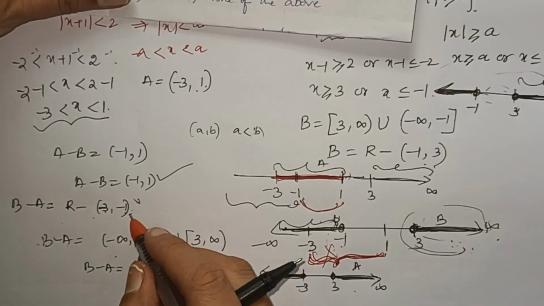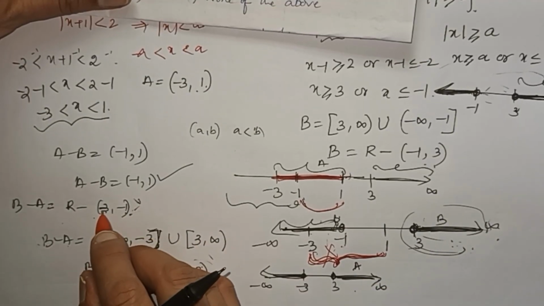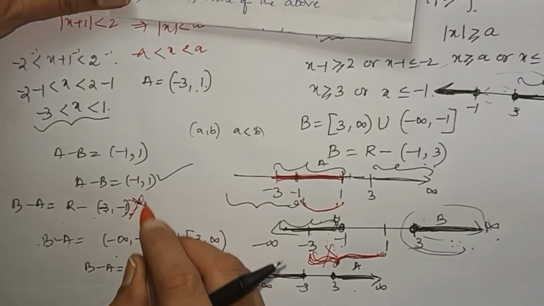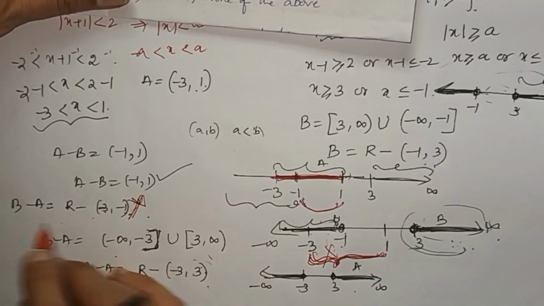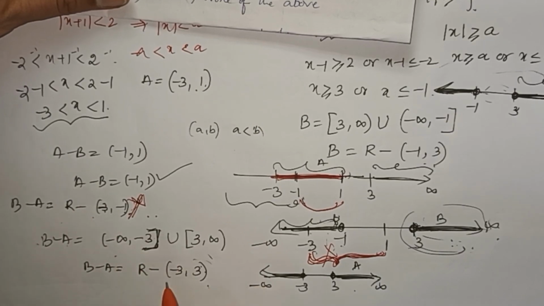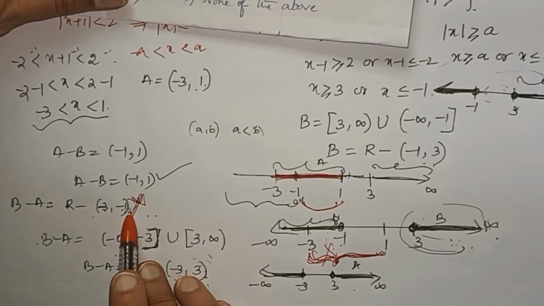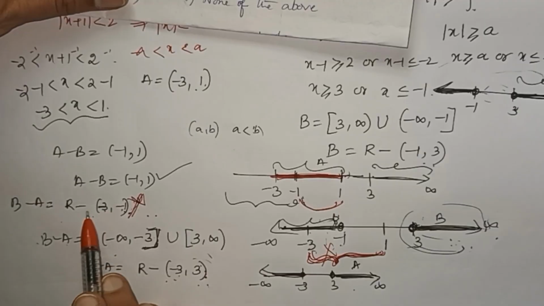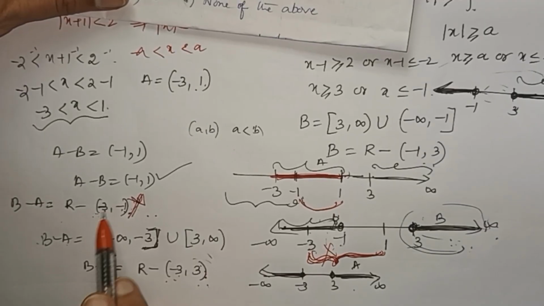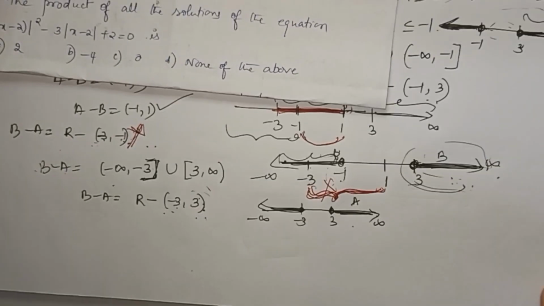But what they had given, minus 3 to minus 1, or even if they had given 3 comma minus 1 directly, that is also wrong. So the second option is not correct, because as per the second option, B minus A has to come out as R minus the open interval minus 3 comma 3, but that is not given, hence it can't be true. So this is the option which is not true. You can check with the remaining 3 options as well. So that is for our understanding.